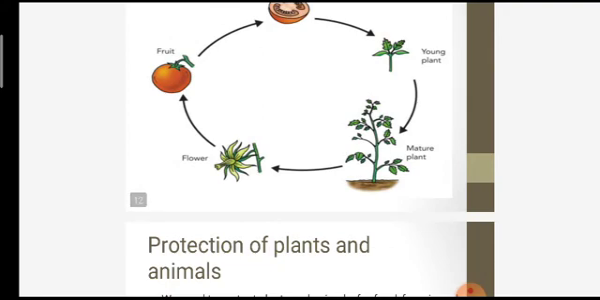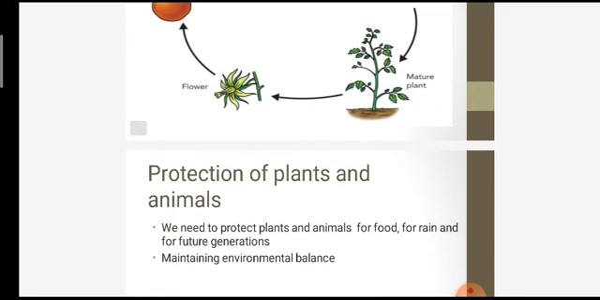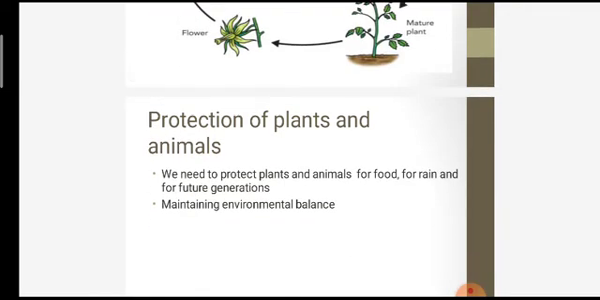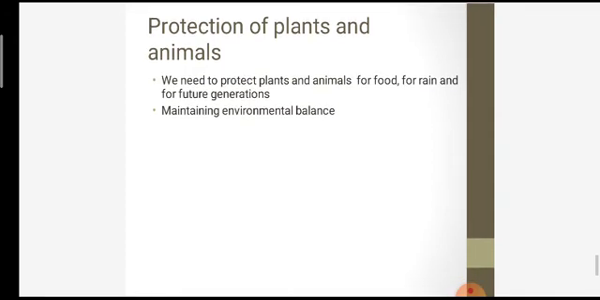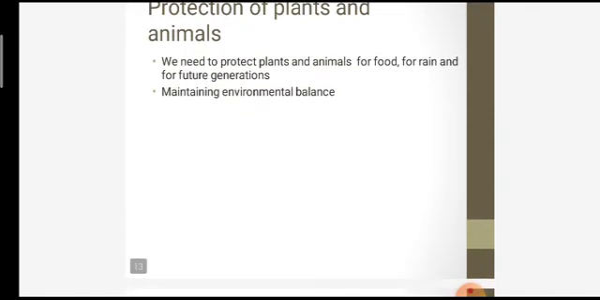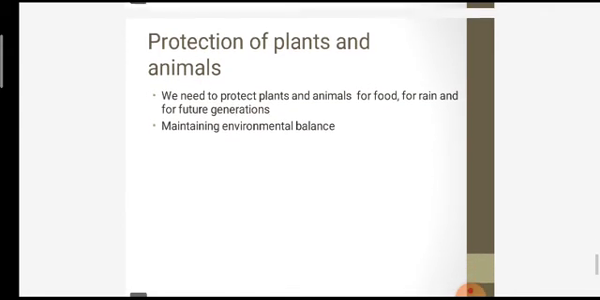Now next, why do we need to protect our plants and animals? Plants produce food, right? Plants and animals provide food. Without plants there will be no rain, and for further generations, and for maintaining environmental balance, we need to protect our plants and animals.